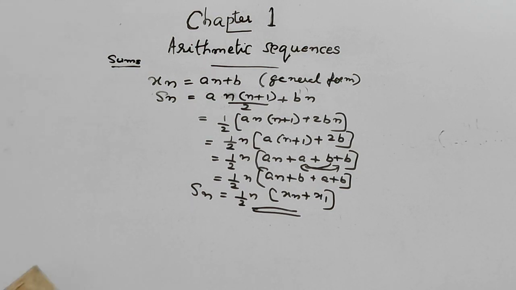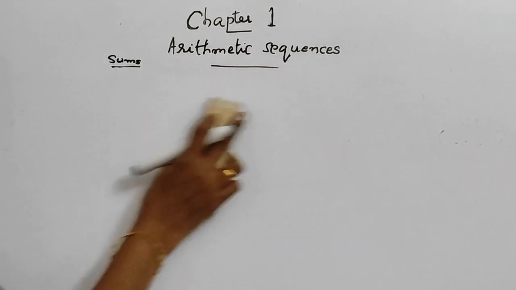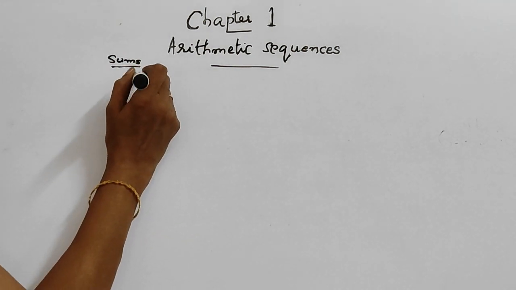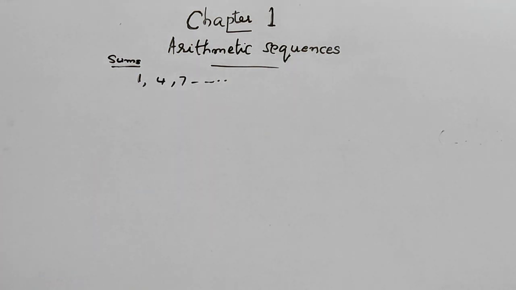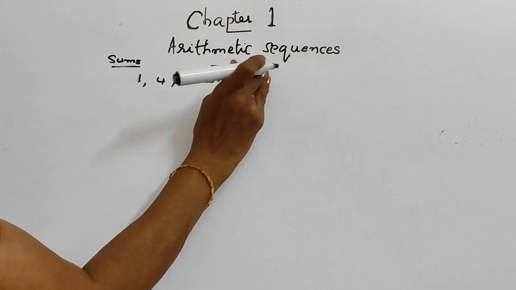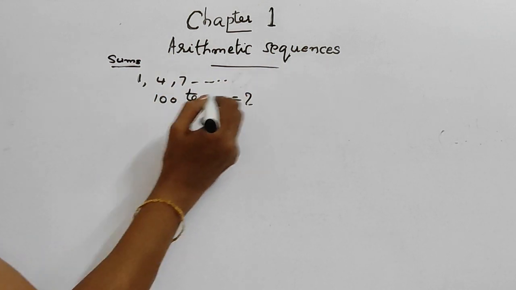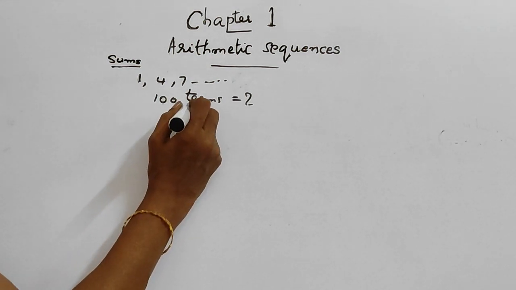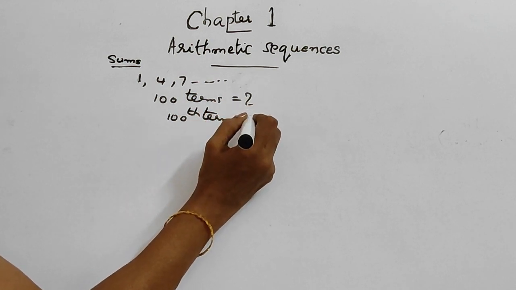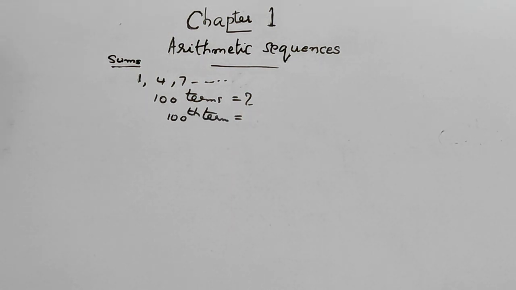Now we'll check this in order to find the sum of 100 terms of the previous example. The example we have taken is 1, 4, 7, and so on. We have to find the sum of 100 terms. So first we have to find the 100th term. Here n is 100. So first you have to find out the 100th term.